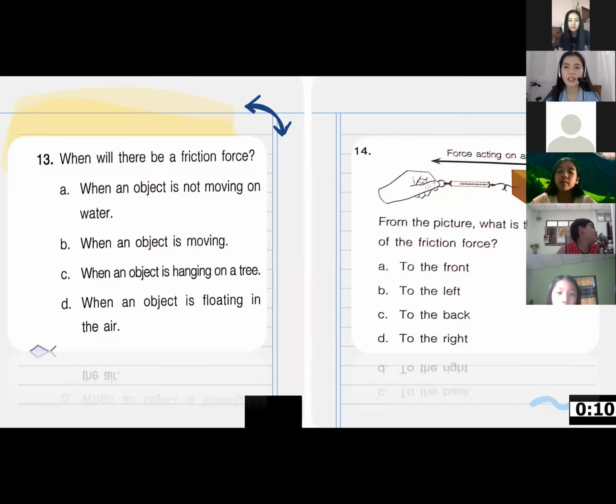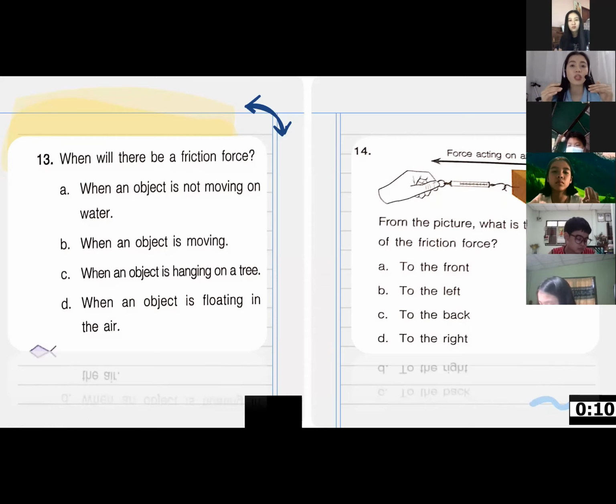Circle your answer now. You have 10 seconds. Okay, time is up. Number 14. Okay, look at this illustration, class. From the picture, what is the direction of the friction force? Class, we said that the direction of the friction force is opposite to the direction of the object. So if the object is going to the left, the friction is going to the right.